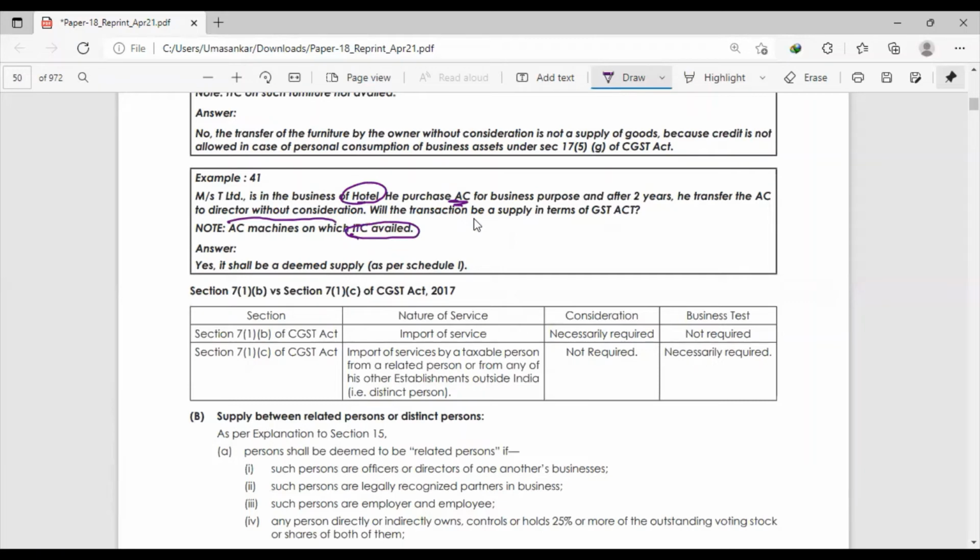So see here, the AC has been used for business purposes. It is used for 2 years. Then it is transferred, which means it's similar to a permanent transfer, and ITC is also available. So what do you think? Whether GST will be paid or not? Whether it is supply or not? Yes, it's a supply. So yes, it will be a deemed supply as per Schedule 1.